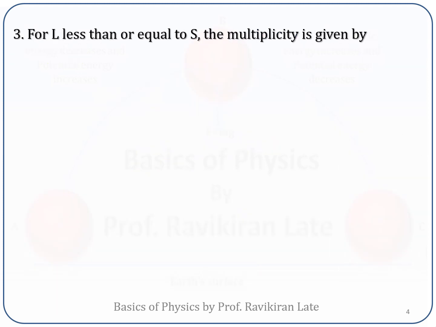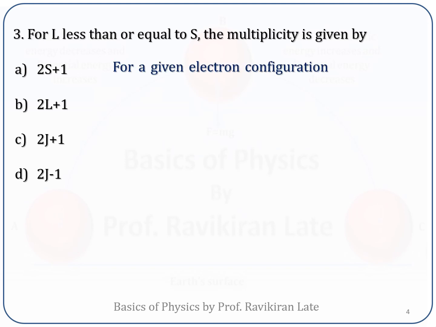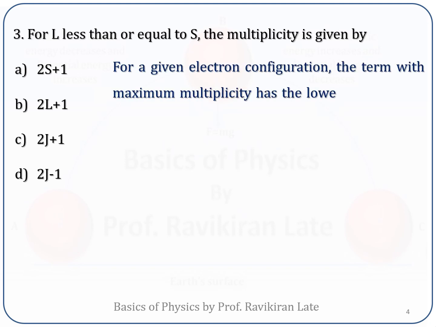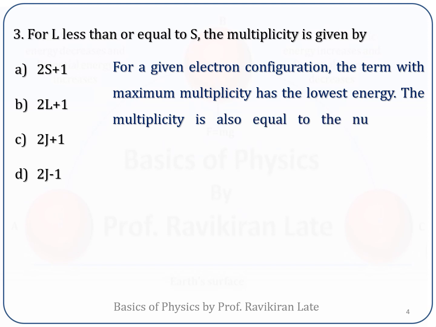Third question is, for L less than or equal to S, the multiplicity is given by. The options are given over here. We know that for a given electron configuration, the term with maximum multiplicity has the lowest energy, and this multiplicity is equal to the number of electrons plus 1.